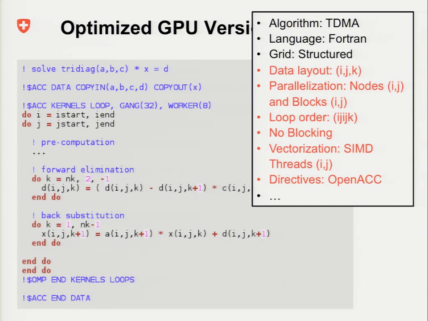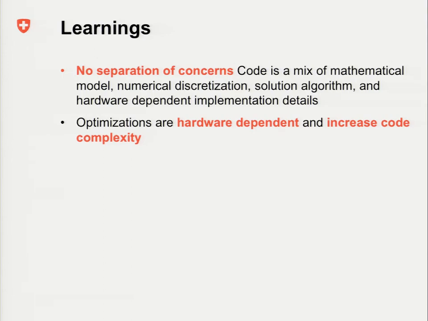Now, the learning from this is that if you take your code and you optimize it in the way I just described, there's no separation of concerns. Your code will end up being a mix of mathematical model, numerical discretization, and a lot of hardware-dependent implementation details. And the other big point here is that the optimizations are not compatible. So the data structures and loop orders you have are not the same on GPU and on CPU. And if you have a community code and you want to retain the ability to run efficiently both on CPUs and on GPUs, you're in a fix here.